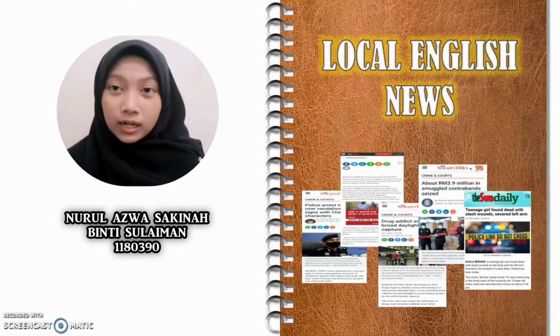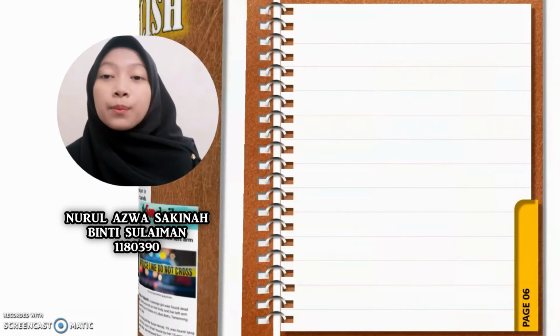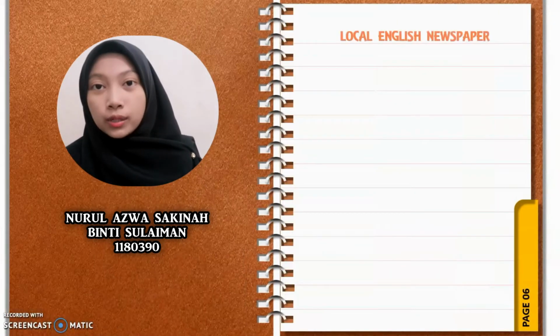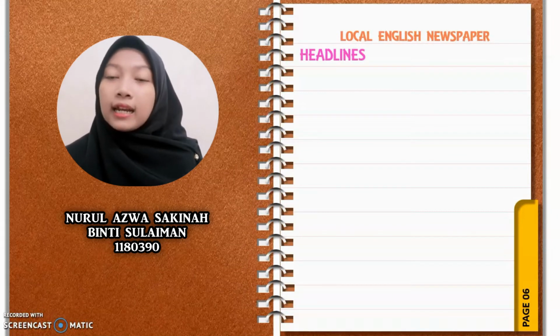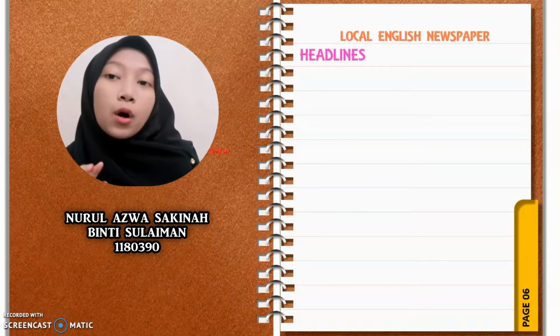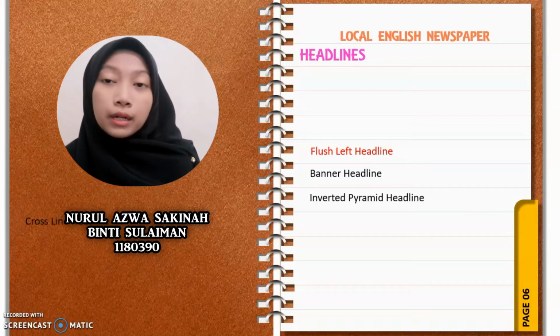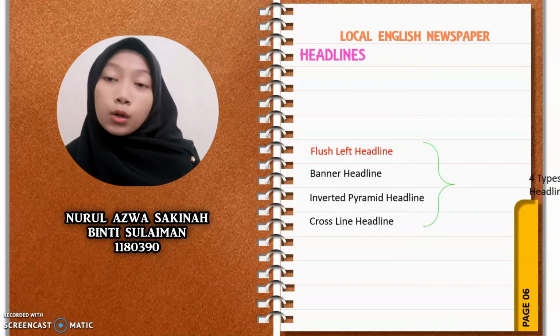Hello, I am Azwa and I want to talk about headline and lead. We have an example of English local news. Firstly, what is a headline? A headline is the important thing that every news must have. There are 4 types of headline: flush left headline, banner headline, inverted pyramid headline, and lastly the cross-line headline.